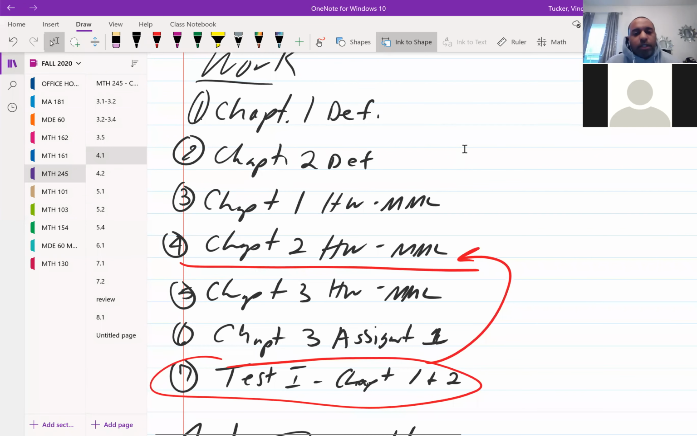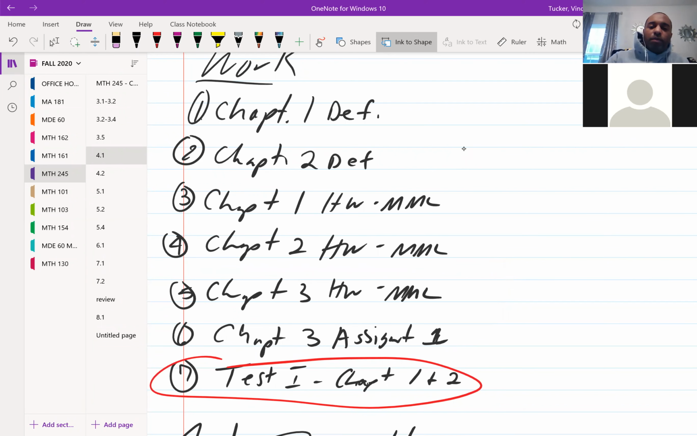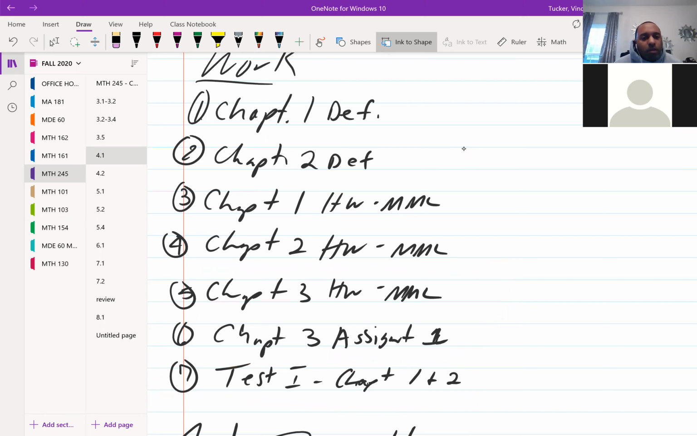So this is just a summary of what's due up to this point, of what we should be looking to close out and cover and submit. We had chapter one and chapter two's definitions initially. Then of course we have chapter one, chapter two homework in MyMathLab. Since we're done with chapter three, we have chapter three's homework in MyMathLab, and also those four problems, that assignment one from chapter three.